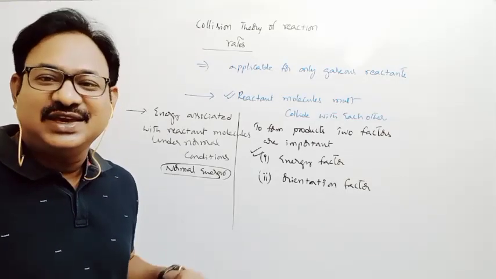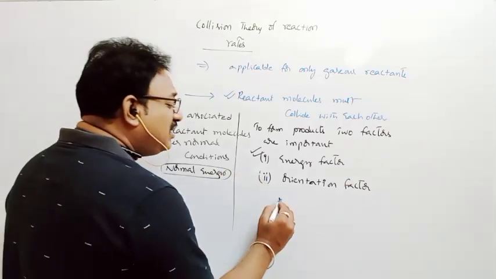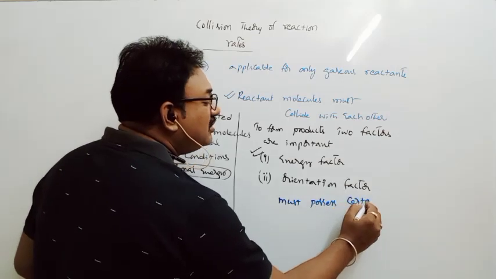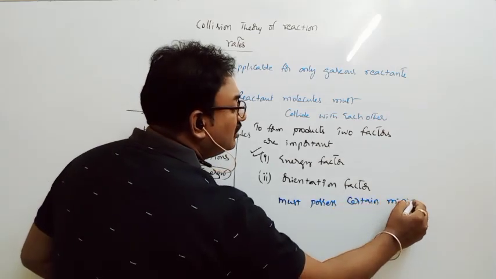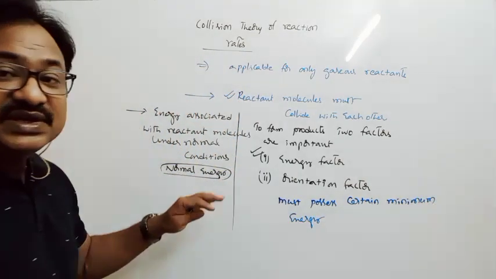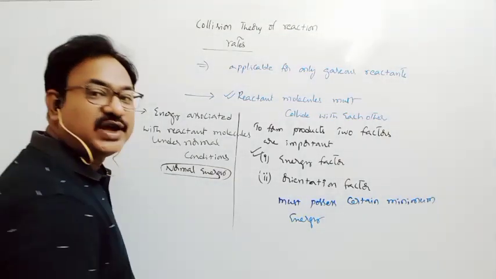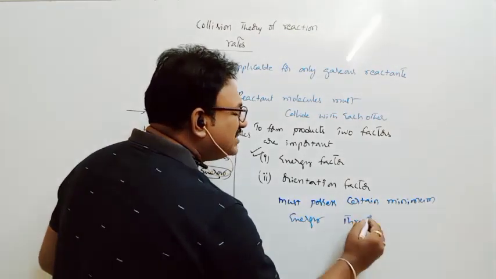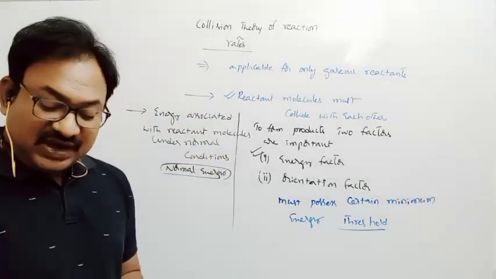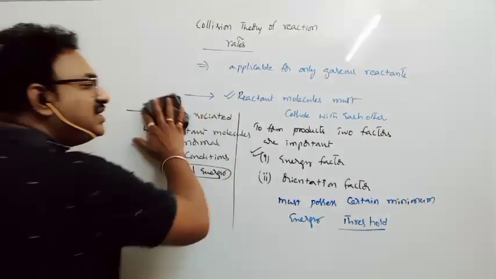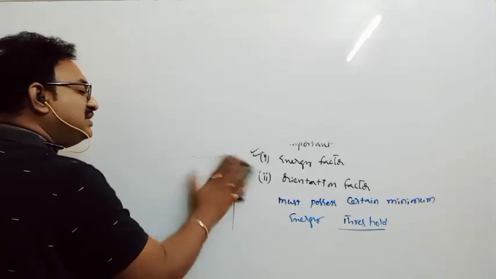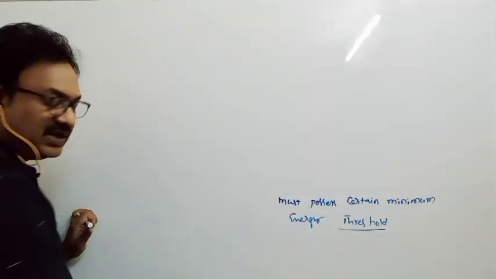तो क्या होना चाहिए? सुनिए, the reactant molecules must possess certain minimum energy to convert it into product. That is called threshold energy. उसको क्या कहेंगे हम? Threshold energy. The reactant molecule must possess certain minimum energy to convert it into product. That is called as threshold energy. That's what we call threshold energy.